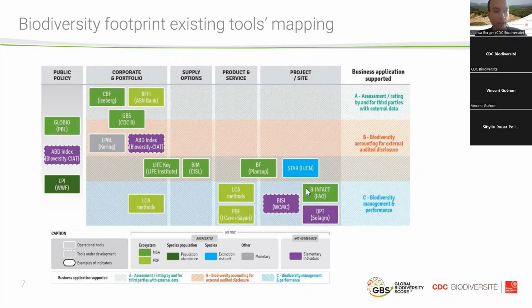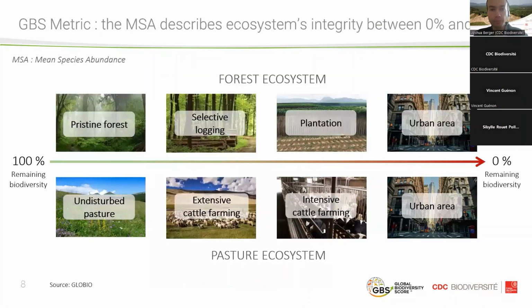Then on the next slide, the mean species abundance. So what is it? It's a metric, as I said, covering ecosystem integrity, the health of ecosystems, and it's between 0 and 100%. So 100% MSA is a healthy, undisturbed ecosystem, for instance a pristine forest or an undisturbed pasture. That can work for any ecosystem, so it can also be a wetland or other types of aquatic ecosystems. And 0% is, for instance, a lifeless parking lot.